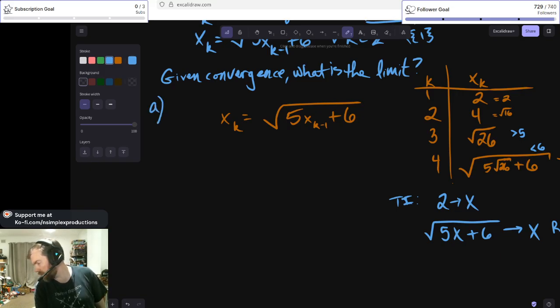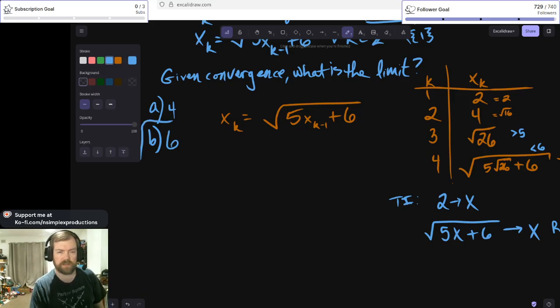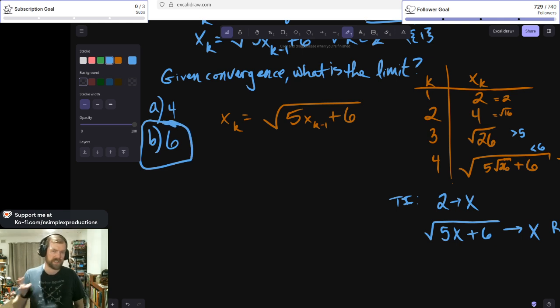So A was, or the other option, just plug in the numbers that you have here. If it's not a steady state solution, then it's not the limit. B is going to be 6. We already know that this is going to be a steady state solution because if you plug 6 in for x sub k minus 1, your x sub k is going to be 6 again.